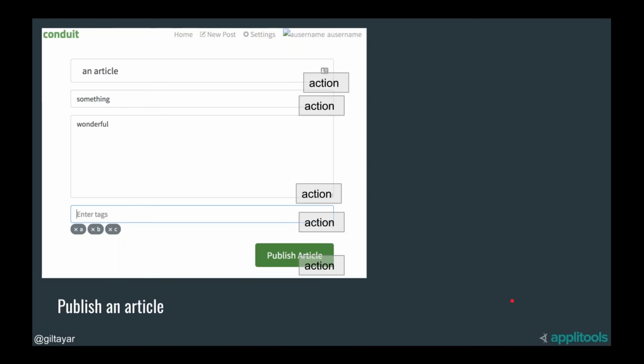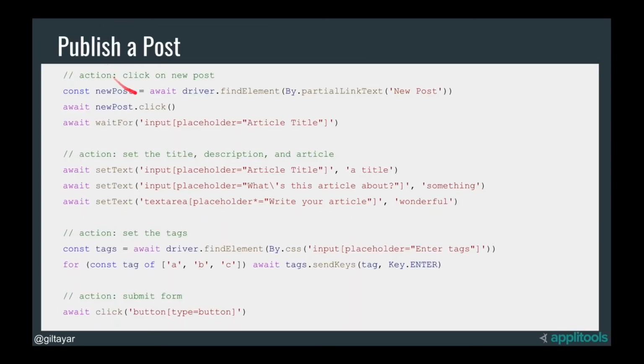Perfect. Now we can create the publish an article. We set the article name, set the article description, and we set the article itself, the content. And we have three tags here, A, B, and C, and we click on publish. And this looks very simple. We click on new post, wait for it to load, and then set the text of the article title to a title, something wonderful, write your article, etc., etc. And then we set the tags using a for loop. We set three tags, A, B, and C. And then click on the submit form.